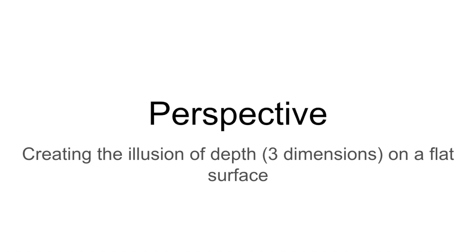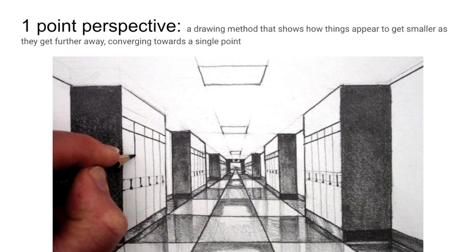Our next unit is perspective. Perspective is creating the illusion of depth, or 3 dimensions like length, width, and height, on a flat surface. We're going to focus more on one-point perspective for this unit, or this module. And one-point perspective is a drawing method that shows how things appear to get smaller as they get further away, converging toward a single point.